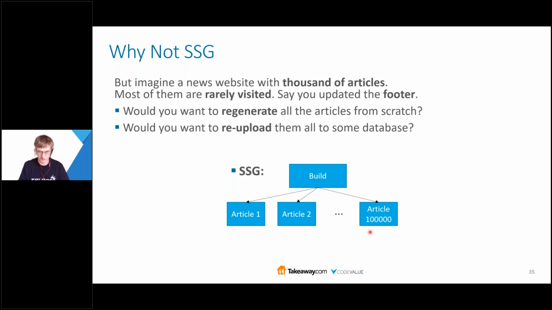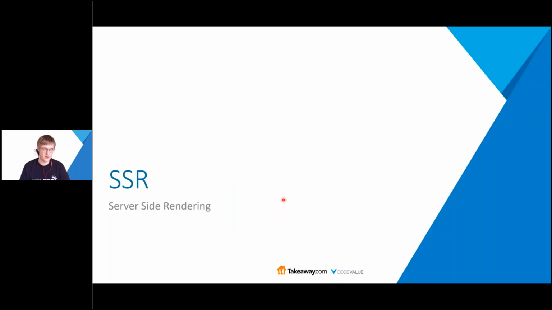So it's like 100,000 web pages. Think how much time and how much bandwidth and how much computing power it will take. It's actually pretty crazy. It becomes not viable really fast. So that's one of the drawbacks of SSG. You have to generate everything in advance. And here is when we move to server-side rendering.